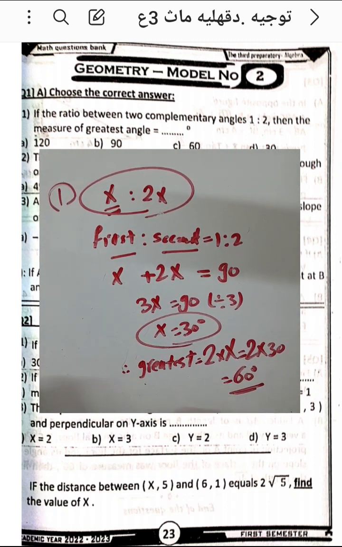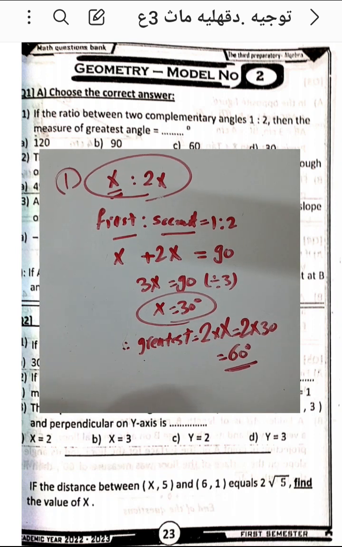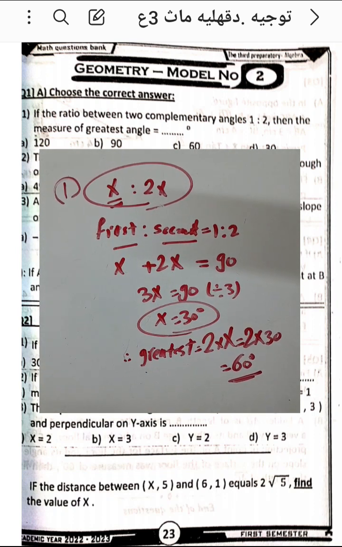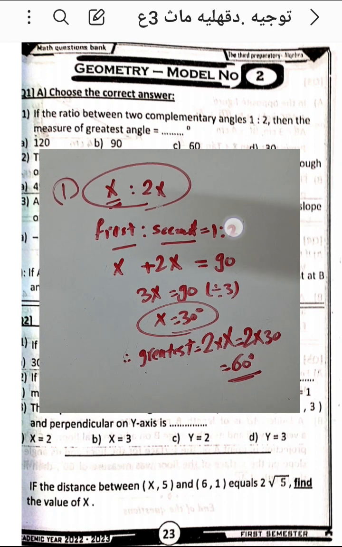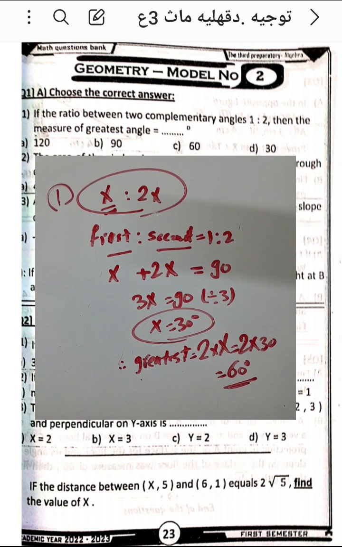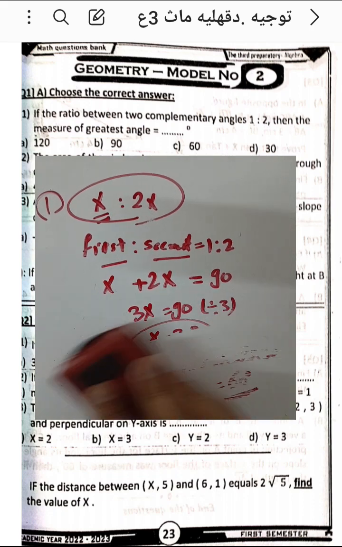Okay, understood? Or you can find the result in your mind. Complementary angles means the sum of two angles equals 90 degrees. The first angle will be 30 and the second will be 60. 30 plus 60 equals 90 degrees.